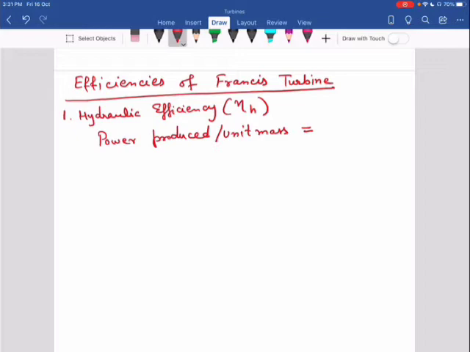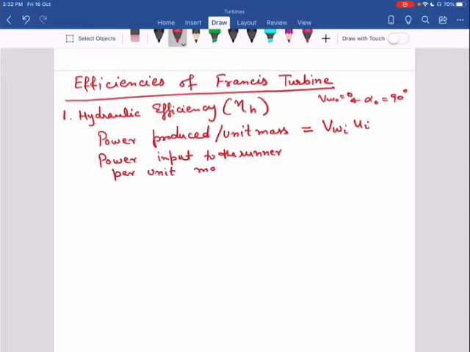Okay, so here we have angle alpha O equal to 90 degree at the outlet. So that gives us VWO equal to 0. So therefore, the power produced per unit mass we can write as VWI UI. And power input to the runner, again per unit mass, is equal to GH. So we can write hydraulic efficiency as VWI UI divided by GH.